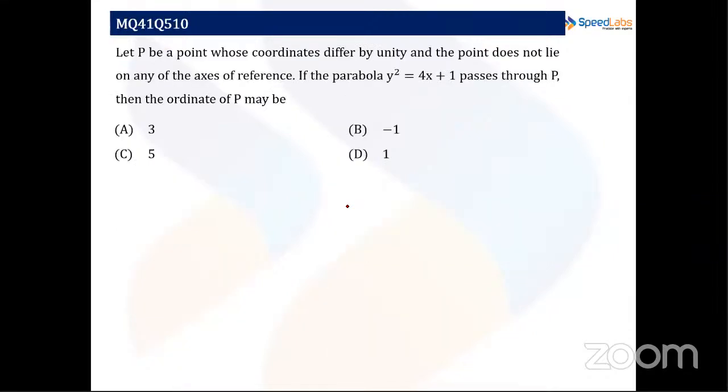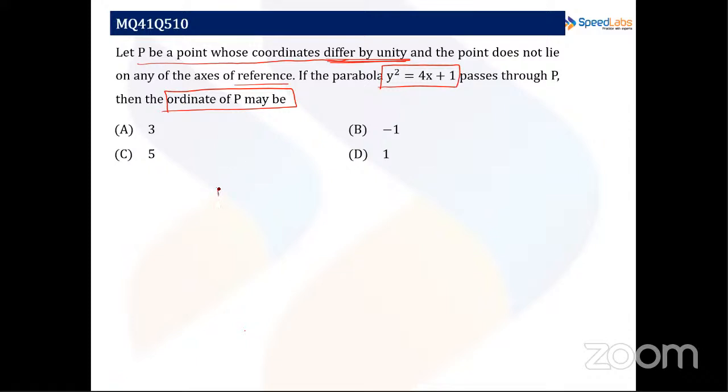Moving to our next question. Let P be a point whose coordinates differ by unity, and the point does not lie on any of the axes of reference. If the parabola y square equals 4x plus 1 passes through P, then the coordinate of P may be. So it is given that the coordinates differ by unity.